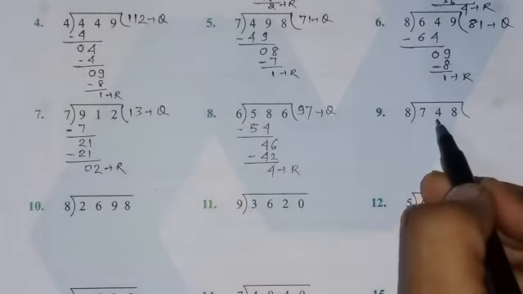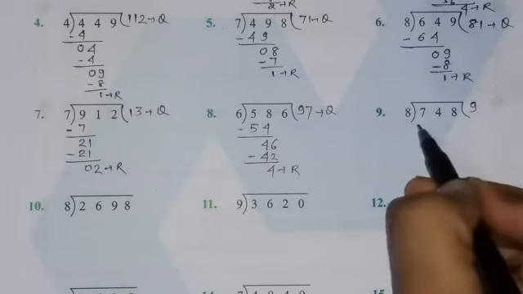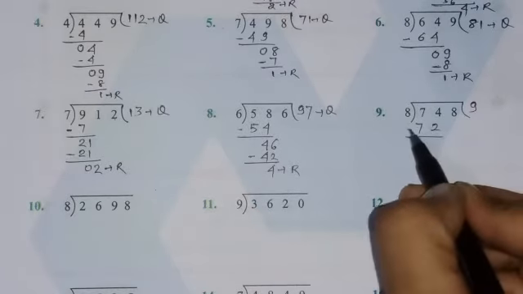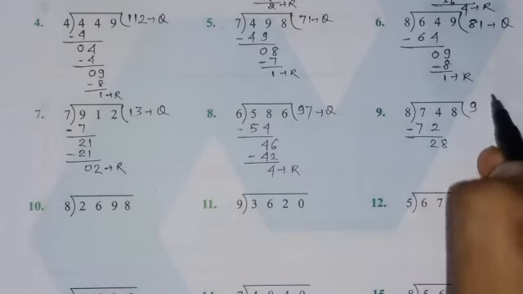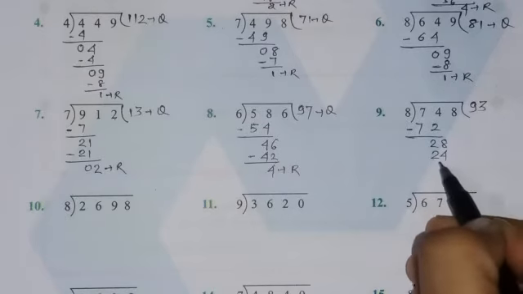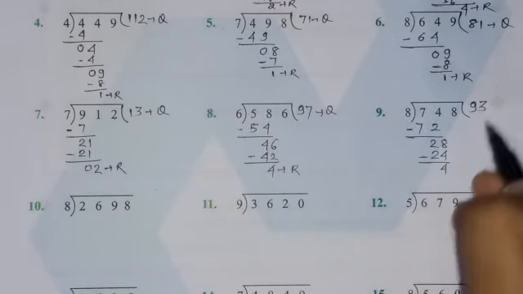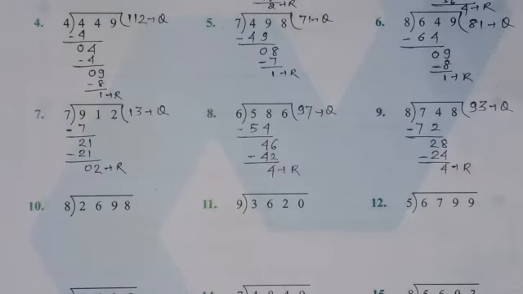Now on dividing this number by 8, 8 9s are 72. On subtracting you will get 2. Now write down the next digit 8. So 8 3s are 24. On subtracting you will get 4. So this one is quotient and this one is remainder. See the next question, number 10.